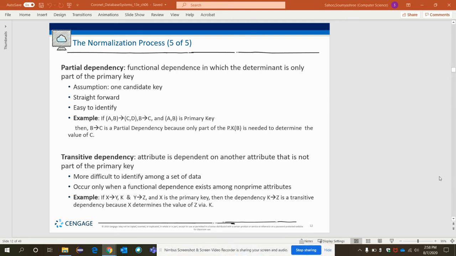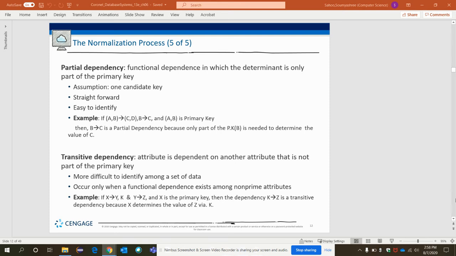Everyone, this video is a continuation of the normalization process from the last video of this chapter. As we start with the normalization process, some key terminologies are associated with it, and we must first be clear about those concepts so that we can further apply them in the normalization process.